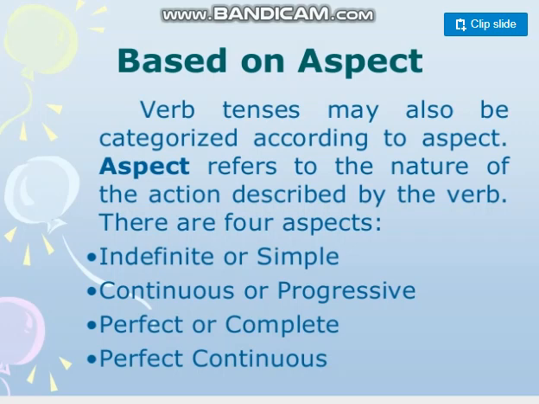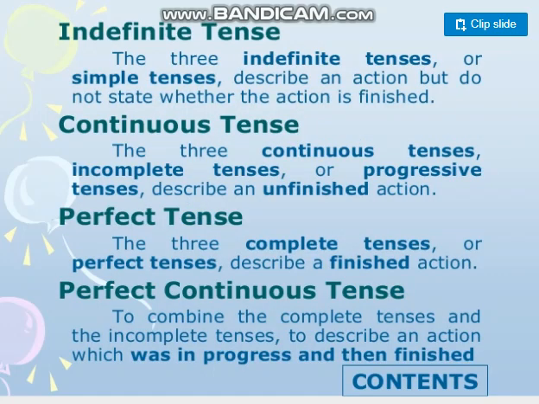There are four aspects: indefinite or simple, continuous or progressive, perfect or complete, and perfect continuous. Simply we give them the names indefinite tense, continuous tense, perfect tense, and perfect continuous tense. But here they are telling you that indefinite can also be called simple, continuous can also be called progressive, and perfect can also be called complete. Let's have a look at them separately.